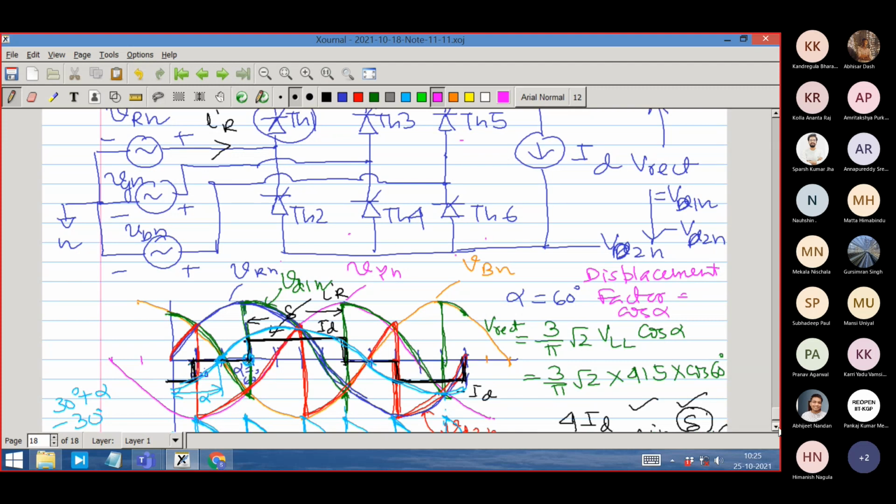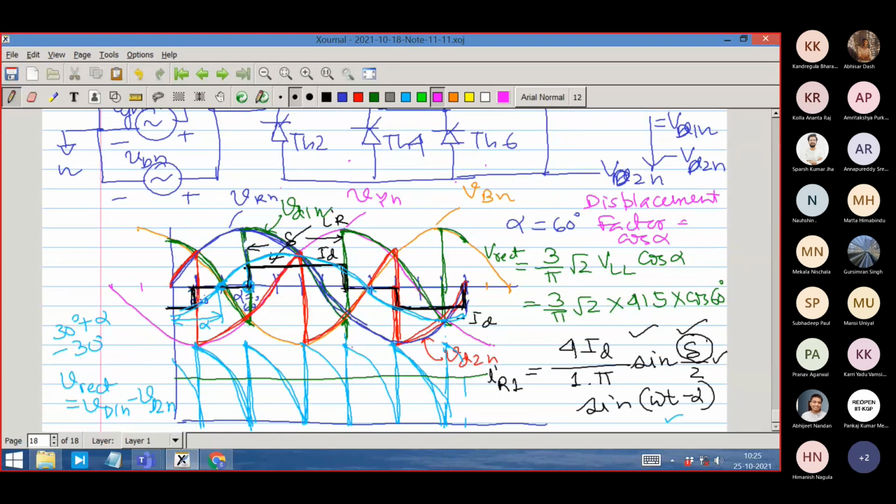You now know who is conducting when, and you are clear that conduction follows a sequence. The conduction sequence is TH1, TH3, TH5, and in the negative part, in this portion, you see that the R phase is conducting. Here it is R phase negative, and subsequently the Y phase negative will be conducting, and after that the B phase negative will be conducting.